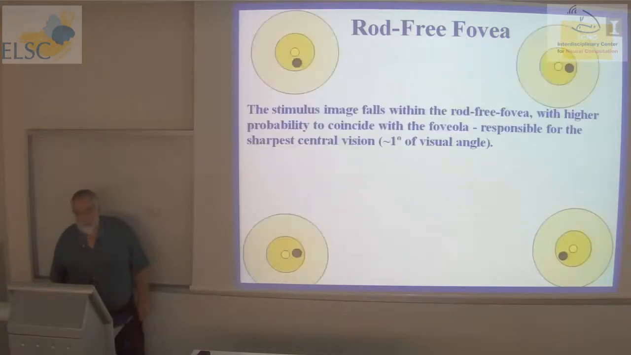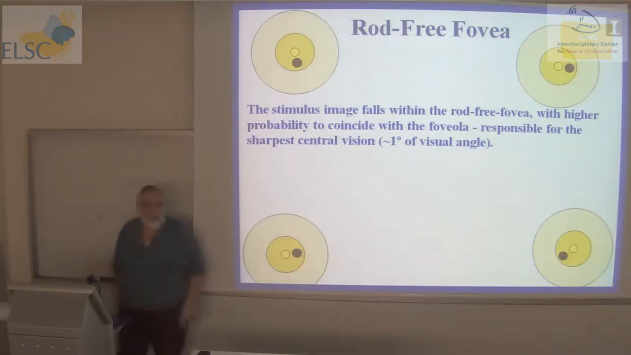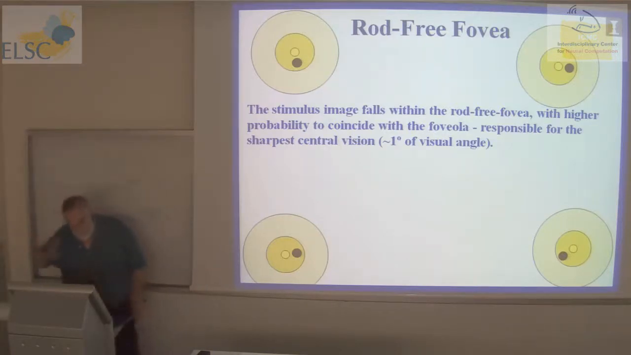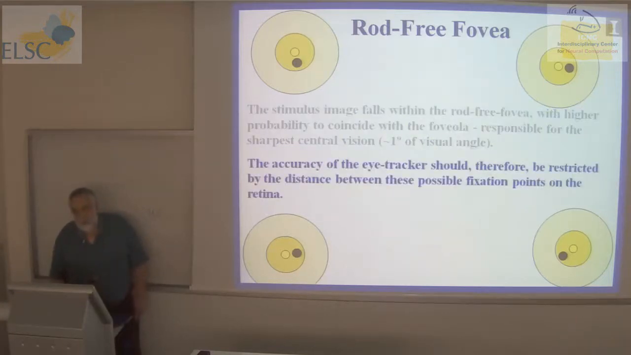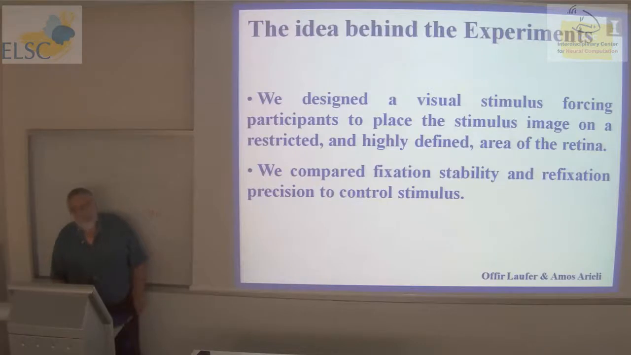And when we do such a thing, the precision of the eye tracker will not be better than the distribution on the retina that we used when we did calibration. And that can explain why all the eye trackers that are all the time improving remain with the same precision. So this is what we wanted to check, and we designed a special visual stimulus forcing participants to place the stimulus image on a restricted and high-defined area on the retina, and then we compared fixation stability and refixation precision to a control stimulus in order to examine what we do when we look at something.